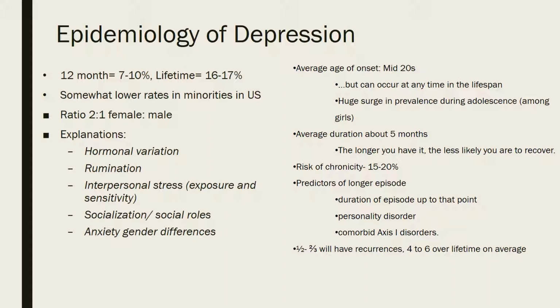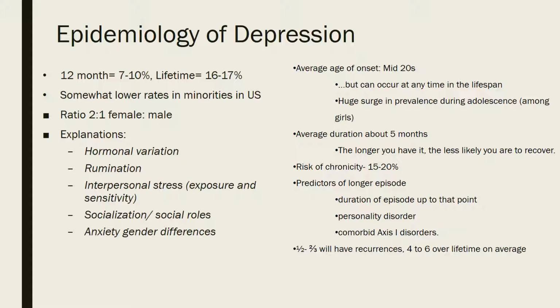The average duration of a major depressive episode is about 5 months. The longer that you have it, the less likely you are to recover from it. The risk of chronicity is 15 to 20%. And then predictors of a longer episode: the duration of the episode up to that point. So how long my last episode of major depressive disorder was will predict what this one will look like.